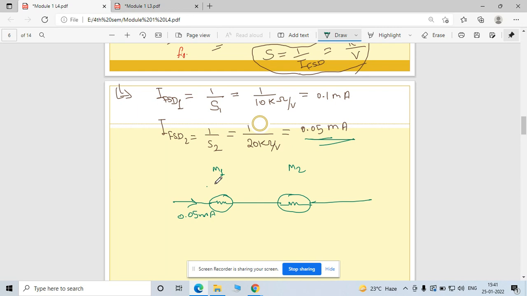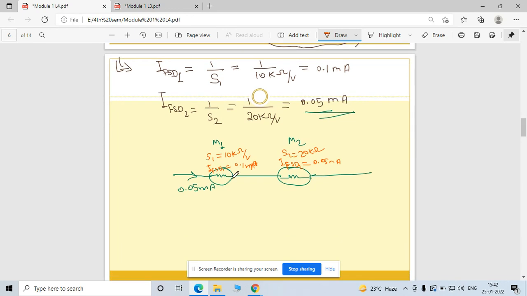S1 for meter one is 10 kilo ohm per volt, and IFSD1 is 0.1 milliampere. I am talking about the internal structure only. And for M2, the IFSD is 0.05 milliampere, and S2 is 20 kilo ohm per volt.